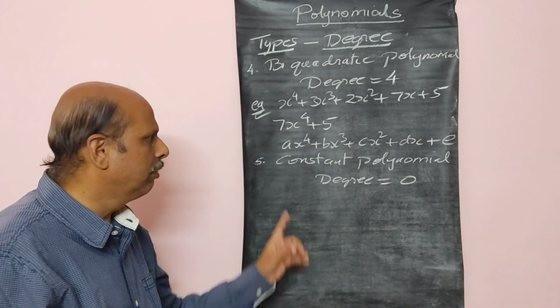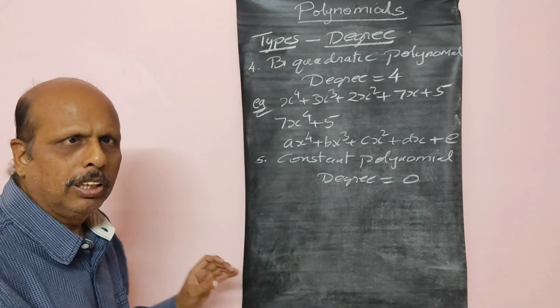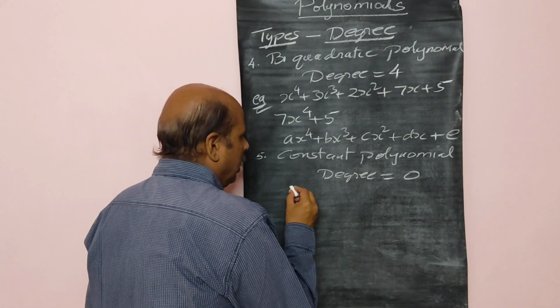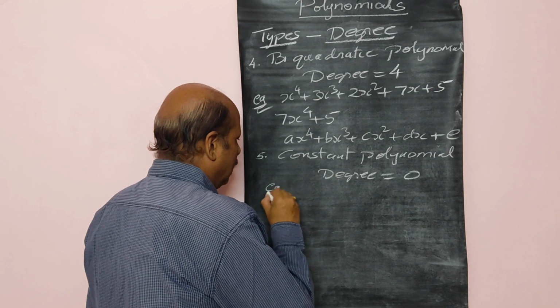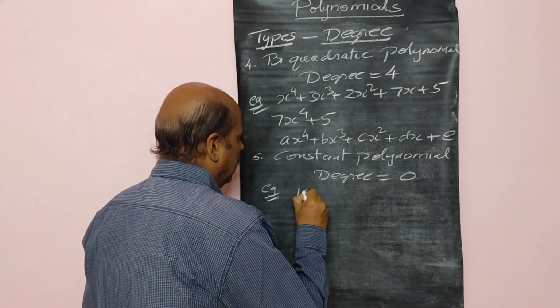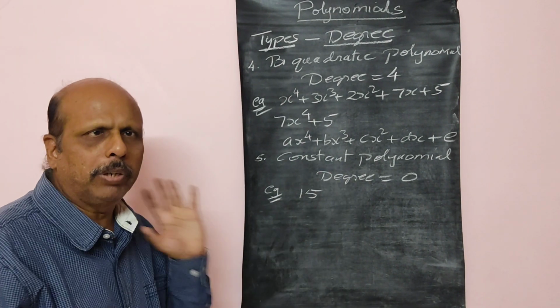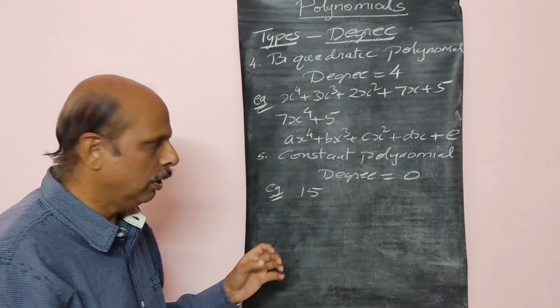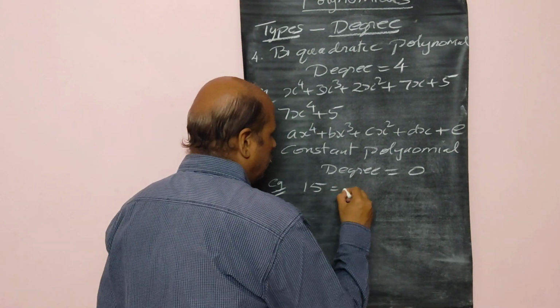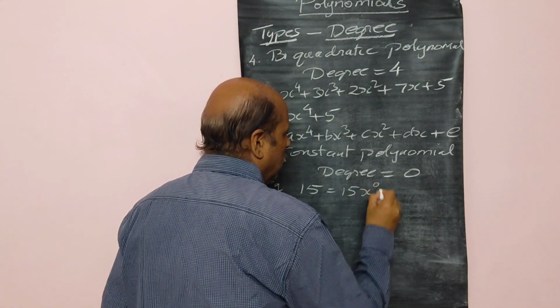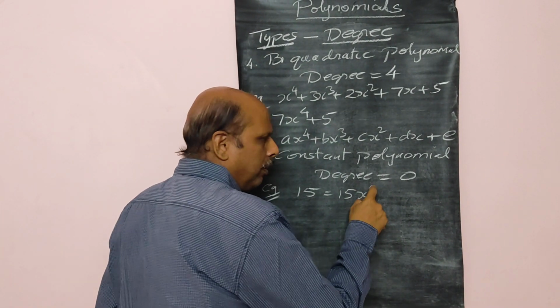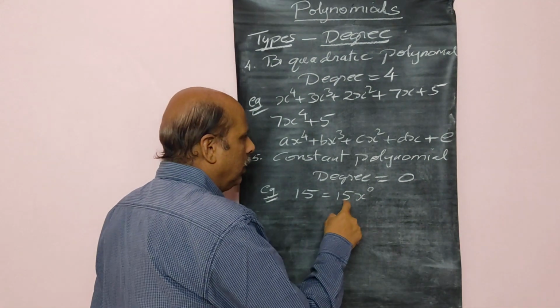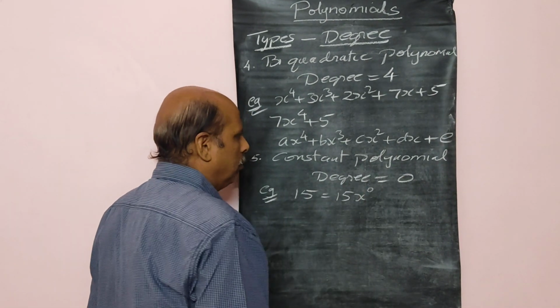If the degree is 0, then we say it's a constant polynomial. What's an example? Any number, say 15. 15 is a pure constant number, so this is called a constant polynomial. This 15 can also be written as 15 x raised to 0. The degree, or power of the variable, is 0, therefore it is called a constant polynomial.